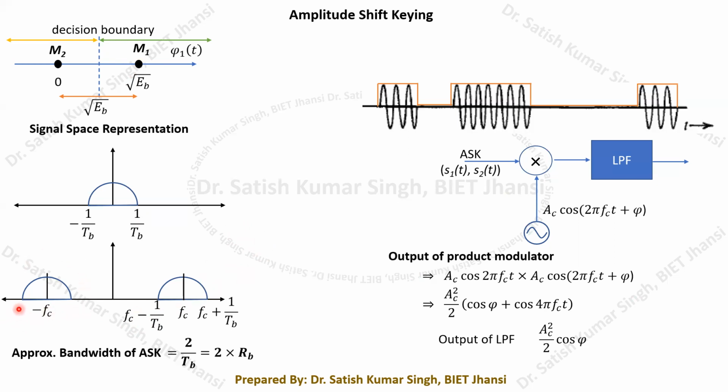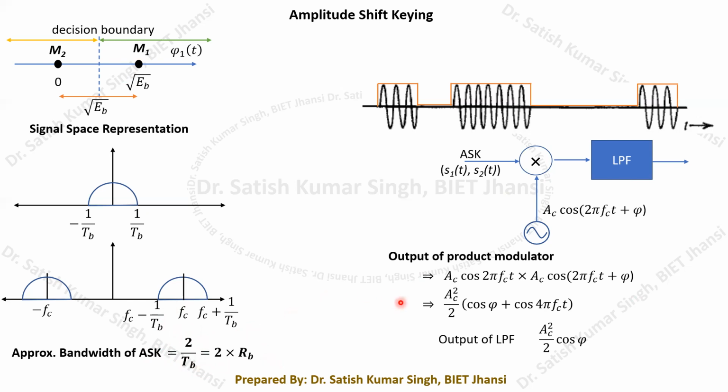You can also calculate these values. Basically, to calculate the approximate bandwidth of our ASK signal, you can calculate this width. What will be the width over here? That will be equal to 2 upon TB. So that will be the approximate bandwidth of our ASK signal, equal to 2 upon TB, and since 1 upon TB is your bit rate, 2 multiplied by the bit rate gives you the approximate bandwidth.